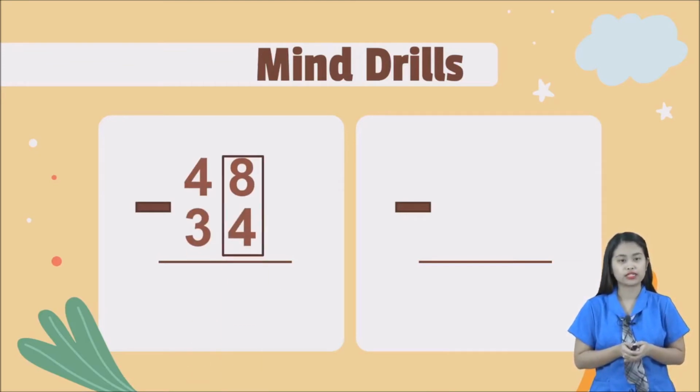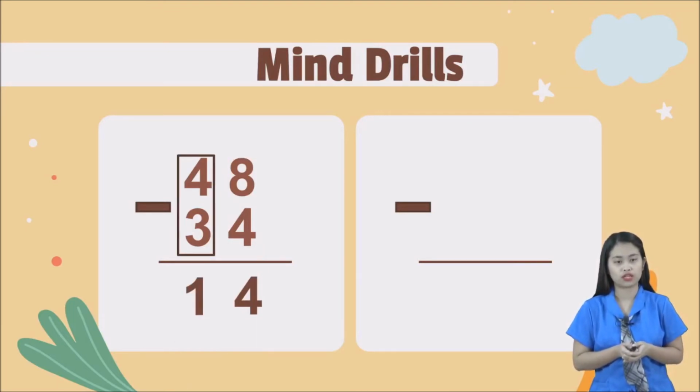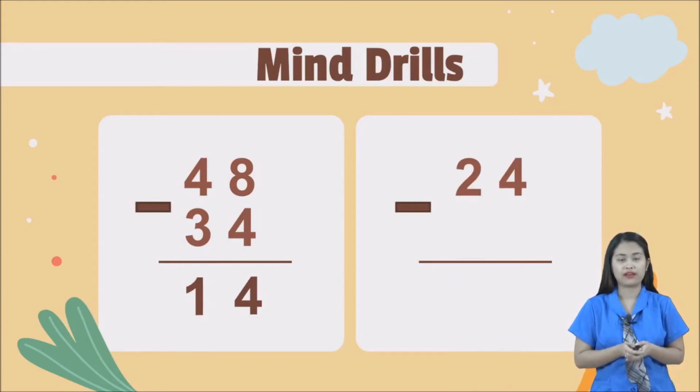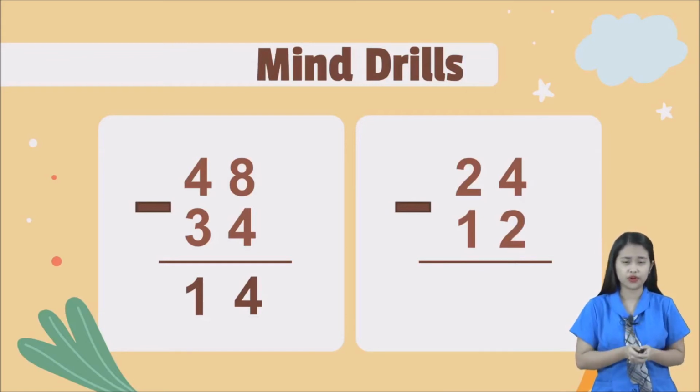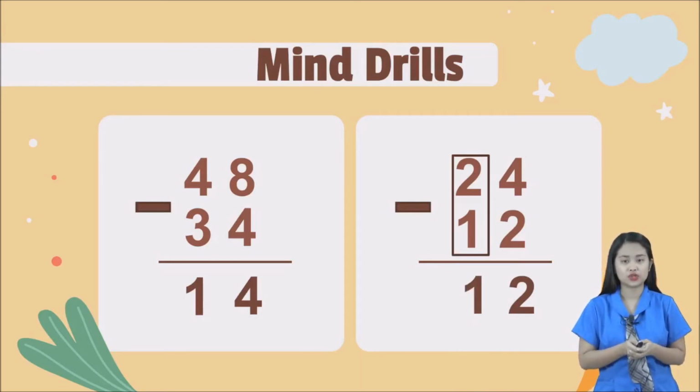So first is 8 minus 4, we have 4. 4 minus 3 is equals to 1. Our answer is 14. Next, number 4, we have 24 and 12 as givens. So 4 minus 2 is equals to 2. And 2 minus 1 is equals to 1. And we have the answer 12.